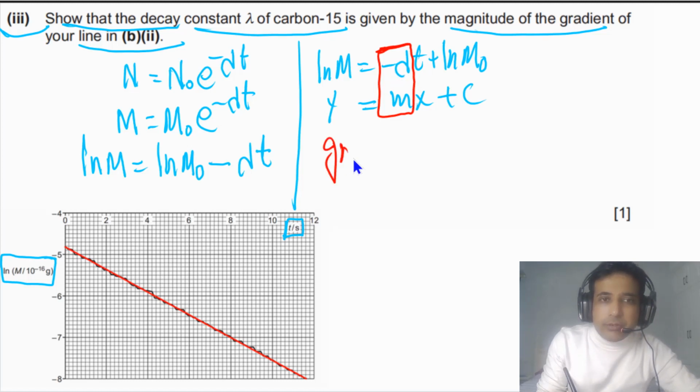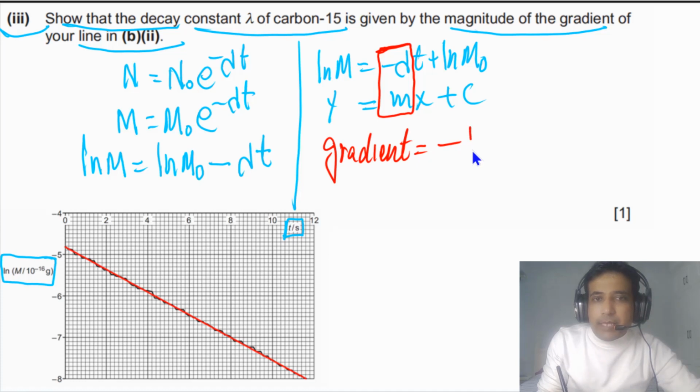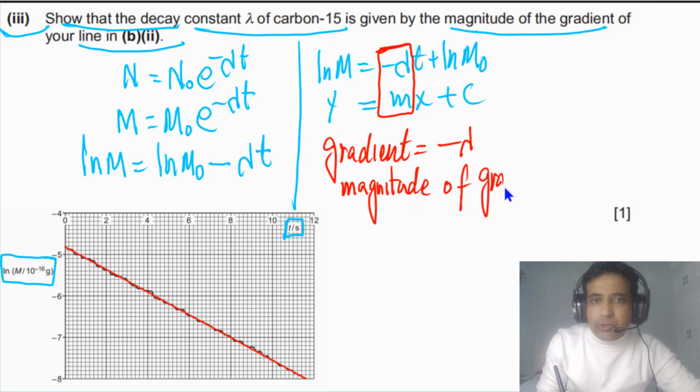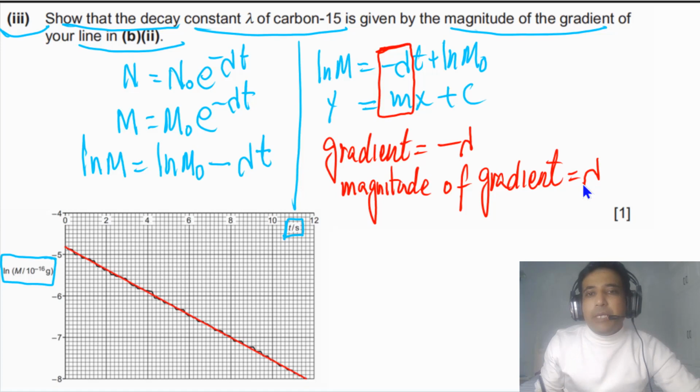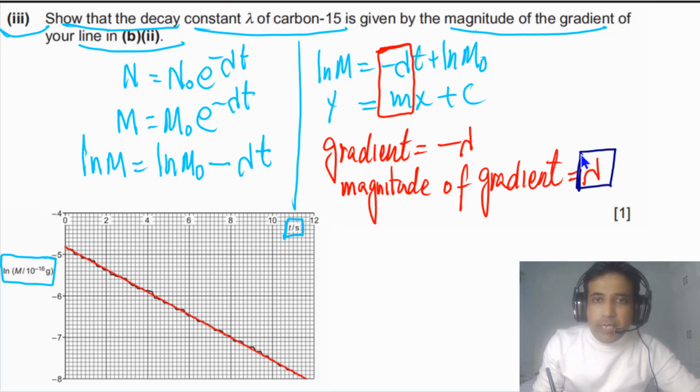But the question is asking us to find the magnitude of the gradient. Magnitude of gradient means we don't need to worry about the sign. So the magnitude of the gradient is equal to λ, and lambda is the decay constant. This is what we need to show. This question has only 1 mark, so you simply need to understand how to write the radioactive decay equation in linear form.